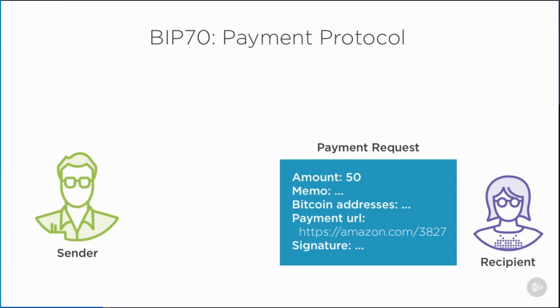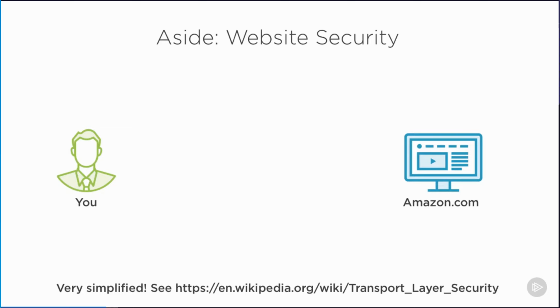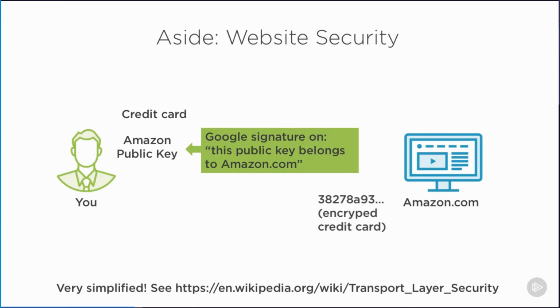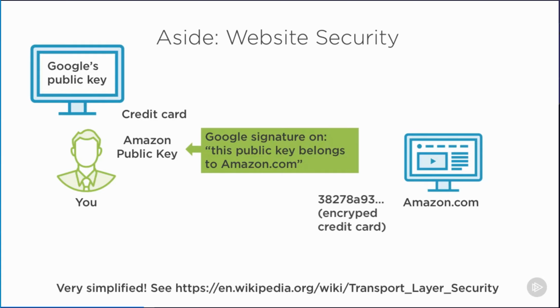Allow me to take a brief aside to explain how information you send to websites is secured. When you go to Amazon.com, Amazon sends you its public key so you can encrypt your communication to Amazon, like your credit card number. To make sure you're using Amazon's public key and not a hacker's, Amazon also provides a certificate containing a signature from Google, allowing you to check that Google believes Amazon's public key is correct. You can then check Google's signature because your operating system shipped with its public key.